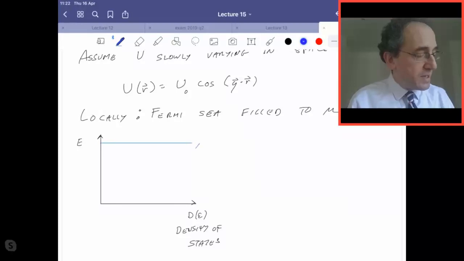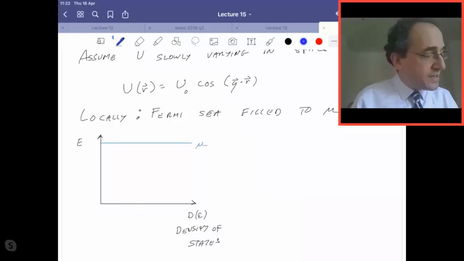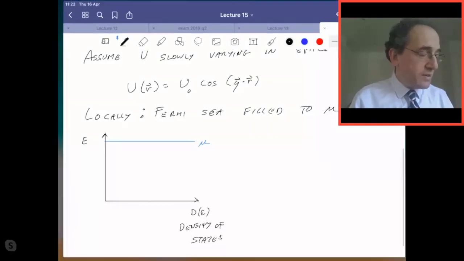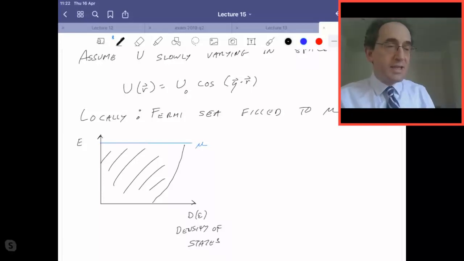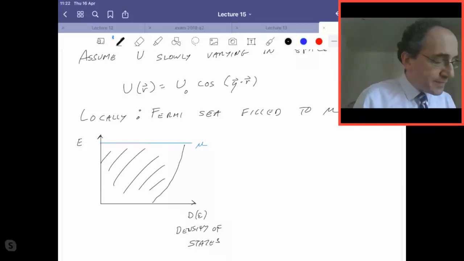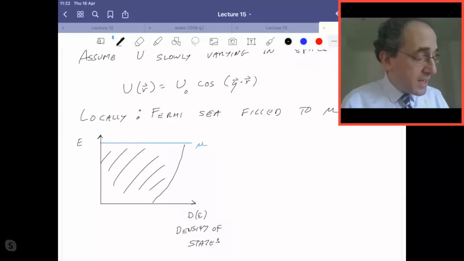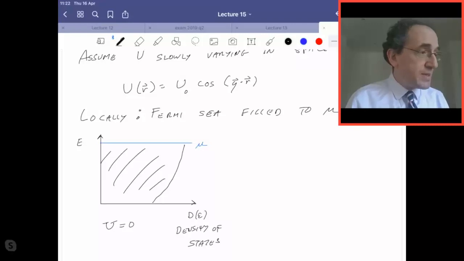Fill up to chemical potential mu, and the density of states might be flat, or it might be a function of energy. I'm not really concerned what the functional form is, but however it's filled, we're going to fill up all these states with electrons, and we'll consider this case when U equals zero. So we haven't applied the potential yet.